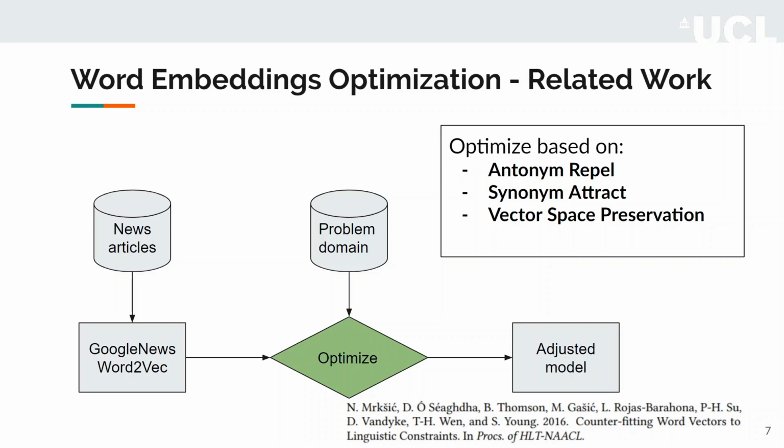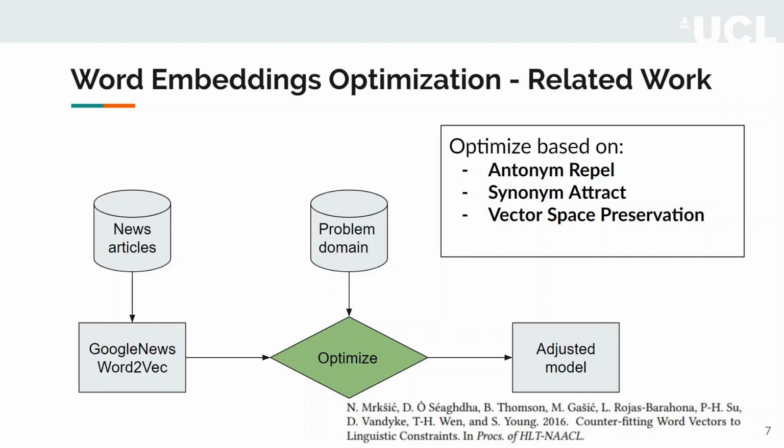One approach from related work that can be mentioned is counter-fitting, which uses a list of antonyms and synonyms to adapt word vectors. Antonyms should have a high distance, synonyms should have a low distance or high similarity, and the vector space is preserved or distorted as little as needed.